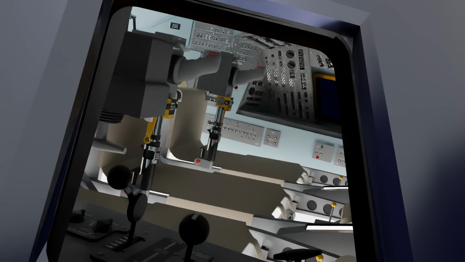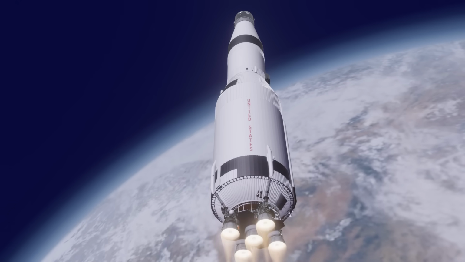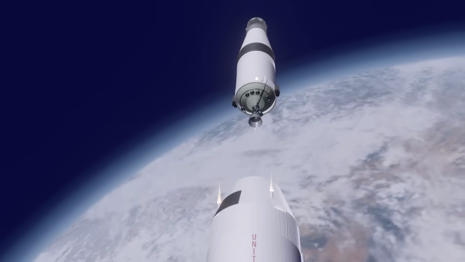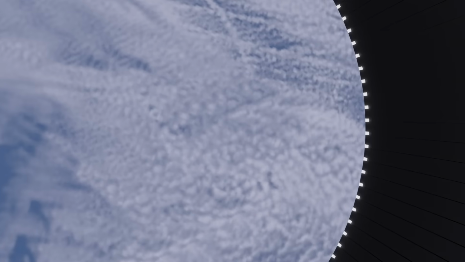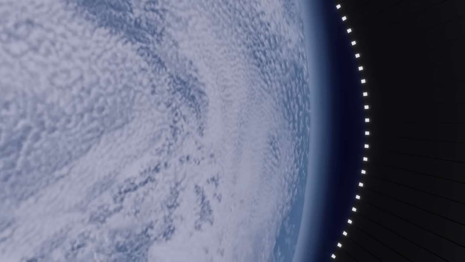This is Houston. You are a go for staging. Over. Ignition confirmed. Thrust is go, 11.